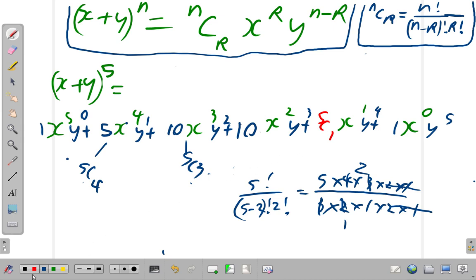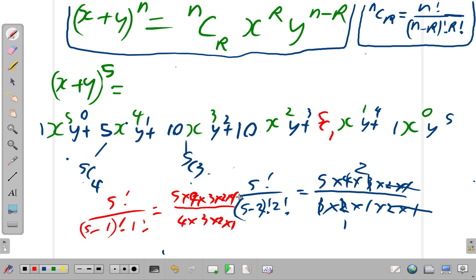5C1 is what? It's 5 factorial over (5 minus 1) factorial times 1 factorial. This would be 5 by 4 by 3 by 2 by 1 divided by (5 minus 1) factorial, which is 4 factorial, 4 by 3 by 2 by 1. Cancel 4 by 3 by 2 by 1. So this is 5. This number here would be 5.